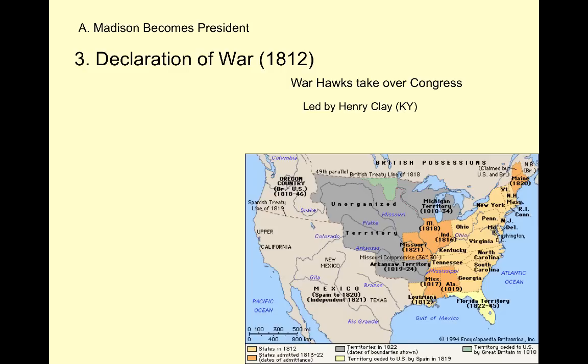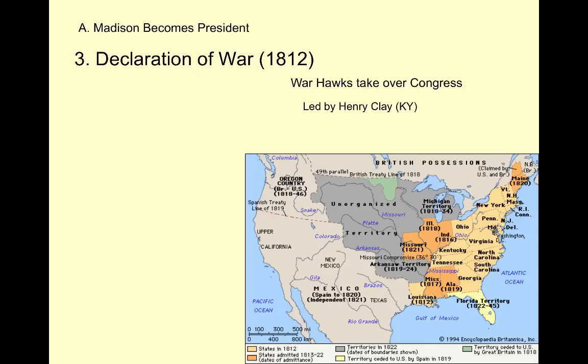Let's go to 1812. What we're going to do is cover this war year by year: 1812, 1813, 1814. In 1812, the United States has to decide if they want to go to war with Great Britain. Of course, Congress has that power. And within Congress, the group of politicians that want war are called war hawks, and they are led by a young politician from Kentucky named Henry Clay.